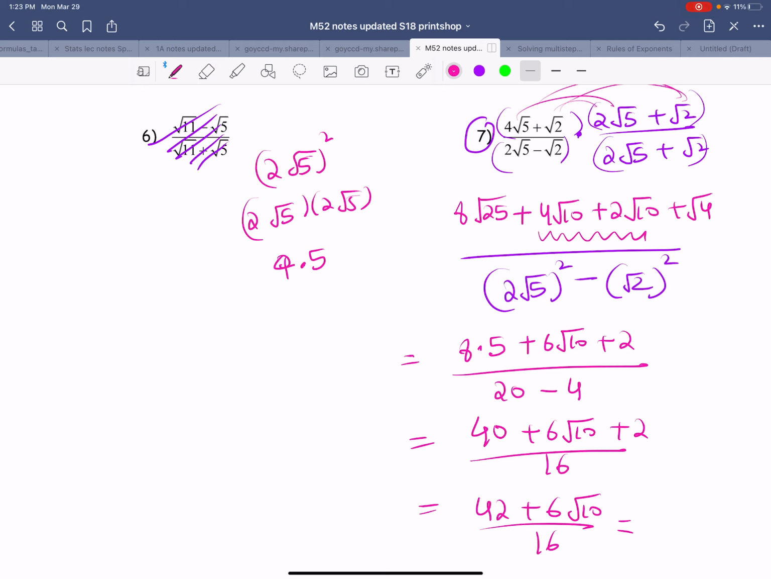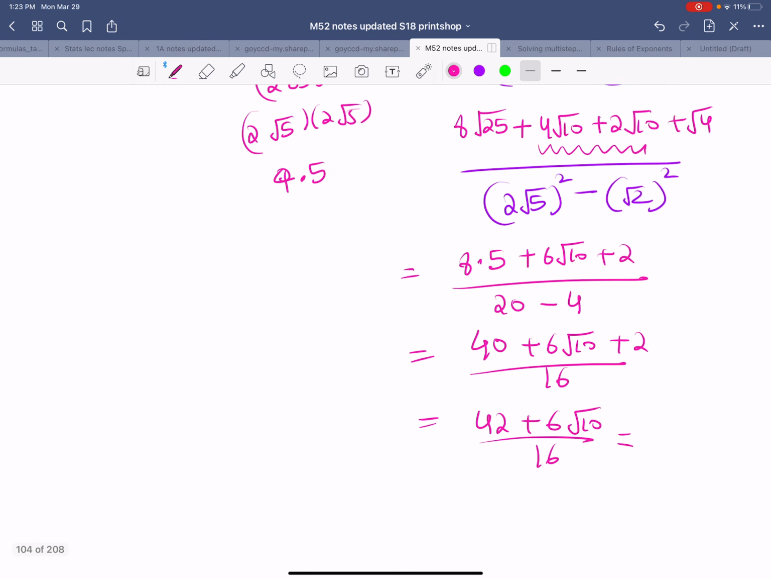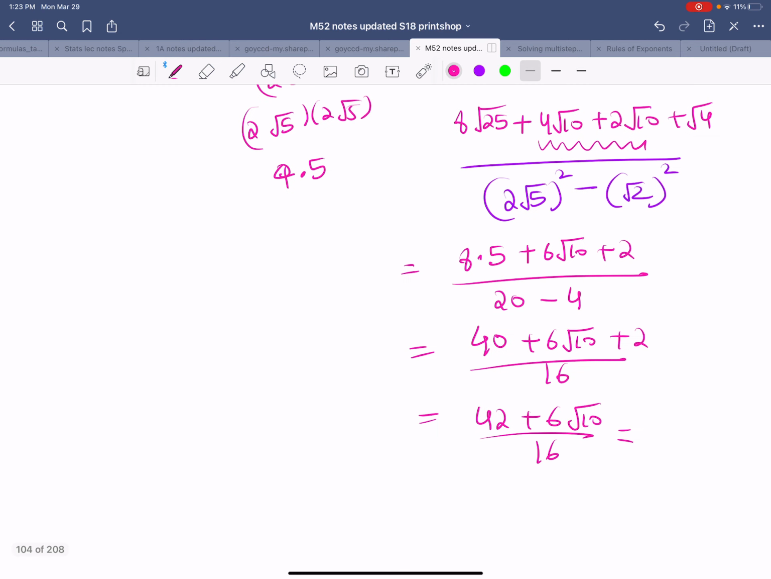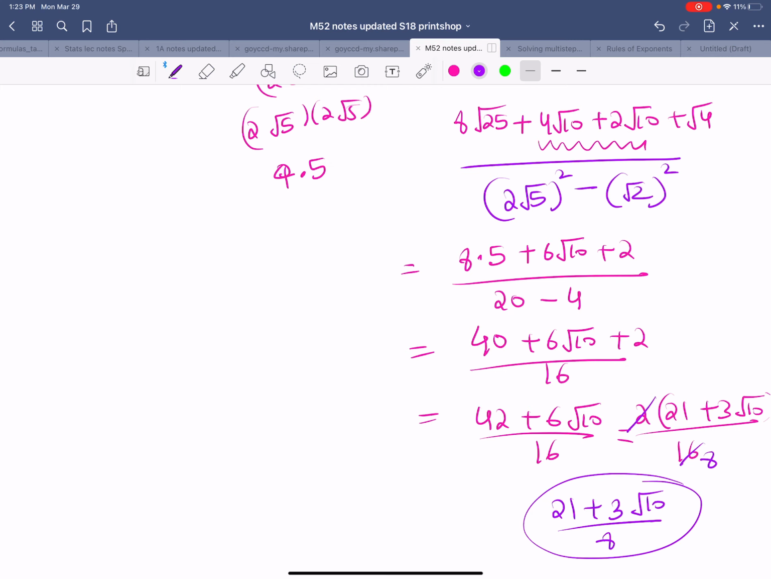Now I'm not going to stop here. I need to see if I can simplify it further, if I can pull something out. Looks like I could pull a 2 out from here. If I pull a 2 out from the numerator, 2 times 21 is 42. 2 times 3 is 6. And then I have 16 in the denominator. Now I can simplify a little more. Final answer would be 21 plus 3 root 10 over 8.